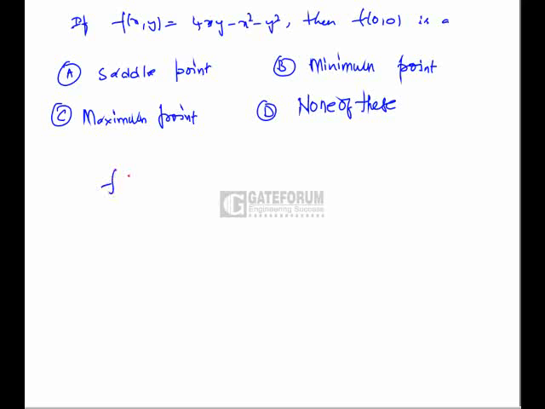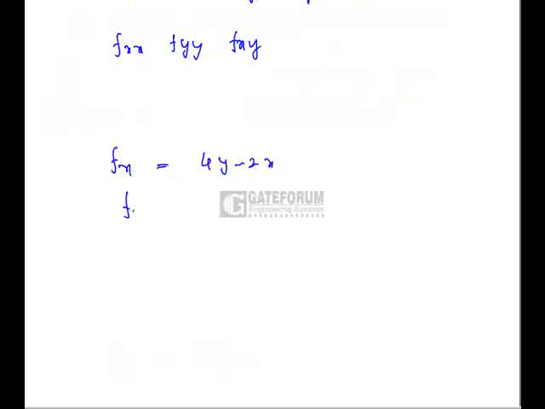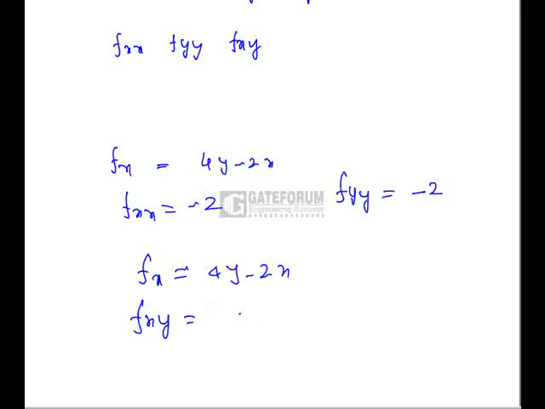In this problem, a function f(x, y) is given as 4xy minus x squared minus y squared. Now we have to check whether it has a maximum, a minimum, or neither. In order to find that, first we need to find f_xx, f_yy, and f_xy. Here f_x is 4y minus 2x and f_xx is minus 2. Similarly, differentiating twice with respect to y, f_yy is minus 2. And f_x is 4y minus 2x, so f_xy is 4.